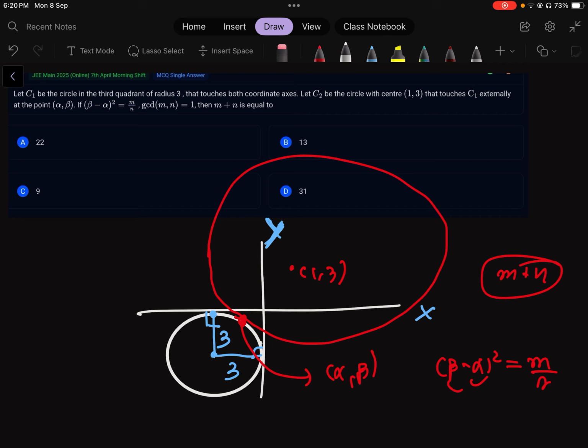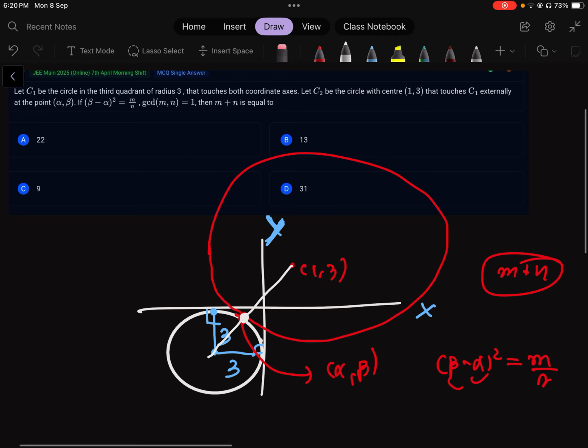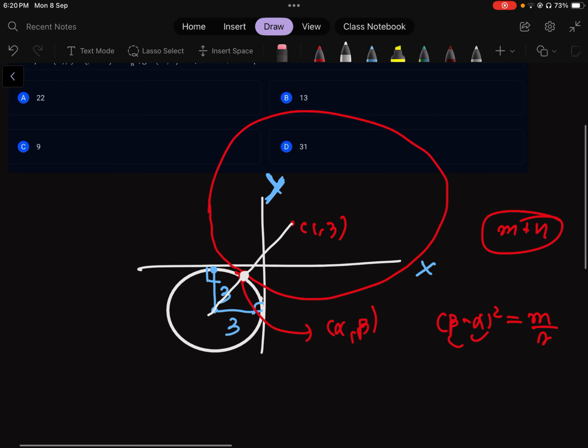Now, one observation that you should make straight away is that at the point of contact between two circles, the line joining the centers should be passing through that point, right? Because they share a common tangent at the point of touching each other, and the tangent is going to be perpendicular to both the radii. So it's going to be passing through both the radii anyway. So what we can assert over here is this point has to be minus 3 comma minus 3, purely from a geometry standpoint. The perpendicular distance of this point from the x-axis is 3 and it's in the third quadrant, so it has to be minus 3 comma minus 3, and this is alpha comma beta.